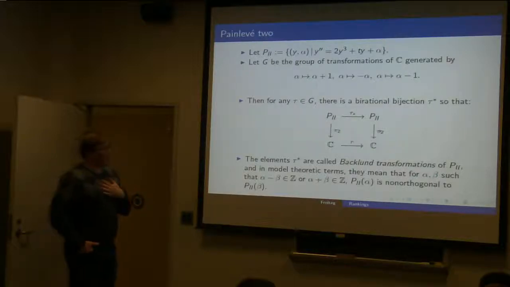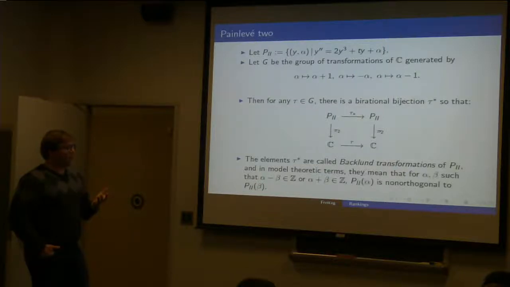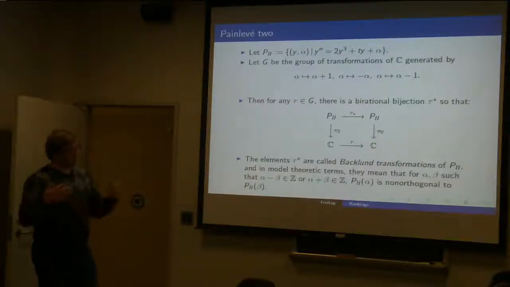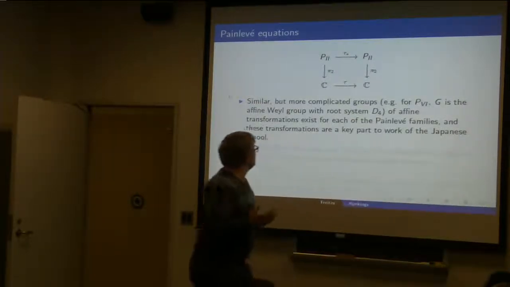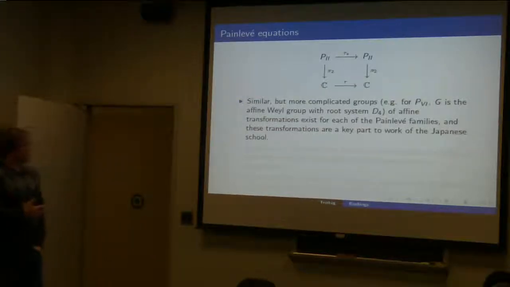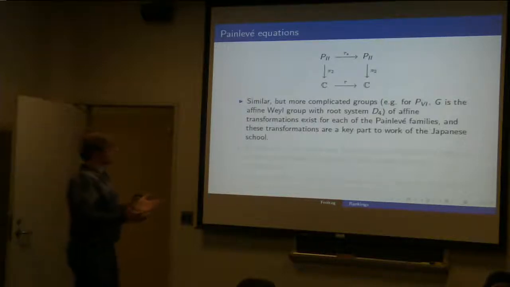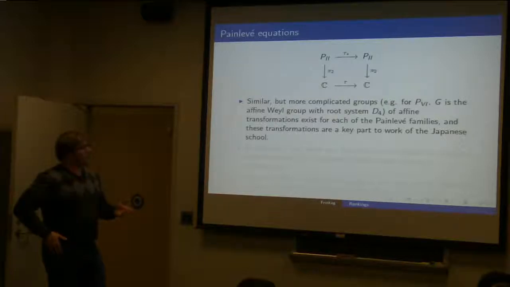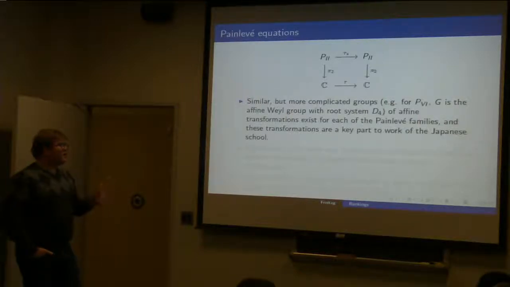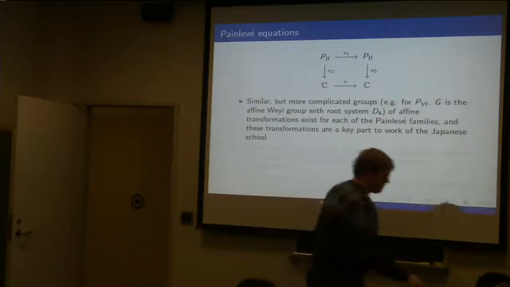And maybe in model theoretic terms, this is a strong form, or a very particular form, of saying that P2 of alpha and P2 of beta are non-orthogonal. This is a very specific instance of that notion. And of course, non-orthogonality is something that we study all the time. And for the other Painlevé equations, I'm not going to go through all of the transformation groups, but there are similar ones, they're more complicated. They just keep going up in complexity until you get to Painlevé 6. Someone wrote down what the transformation group is for Painlevé 6. And they're really a key part of the work of the Japanese school that I mentioned.